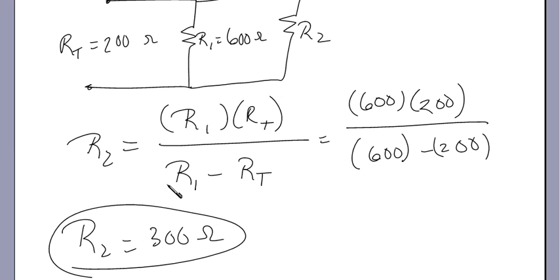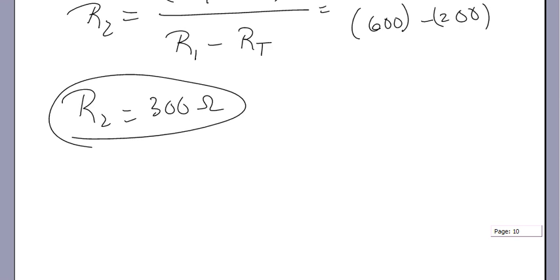I don't know R2, so here's the formula. R2 is resistor 1 times total, over resistor 1 minus total. So 600 times 200 divided by 600 minus 200. So that comes out to 300. And I guess that's it. That's it.